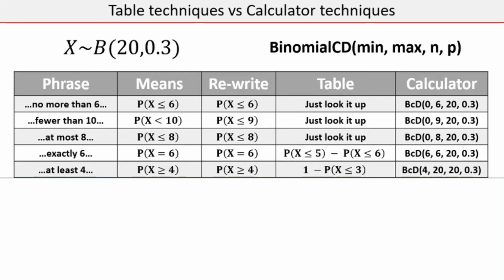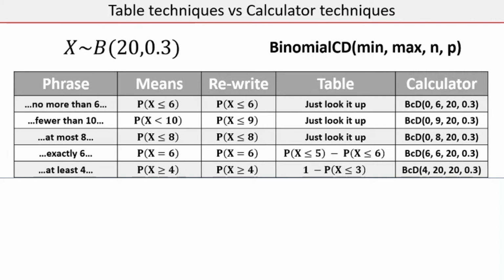At least 4. So this is another way of saying that the smallest number we're interested in is 4. And all the other numbers, we want them to be larger than 4. So I'm going to write this as the probability that x is greater than or equal to 4. This is not table ready. To look it up in the tables, we need to have a less than or equal to statement. And here is how we can rewrite this using a 1 minus. Greater than or equal to 4 is the same as 1 minus the probability x is less than or equal to 3.